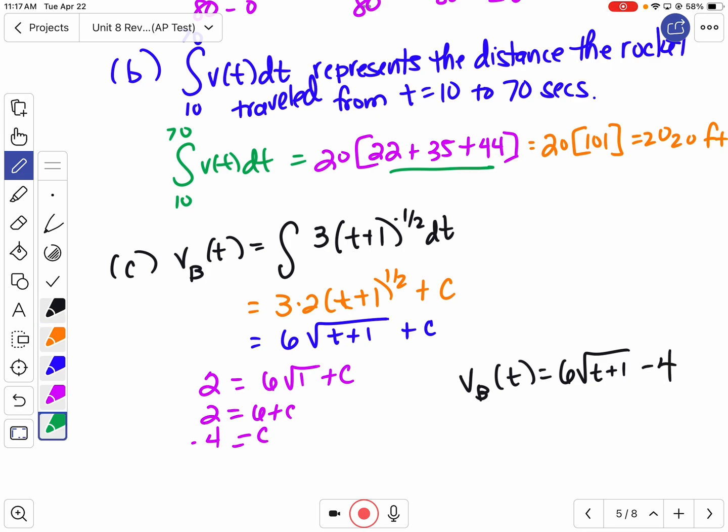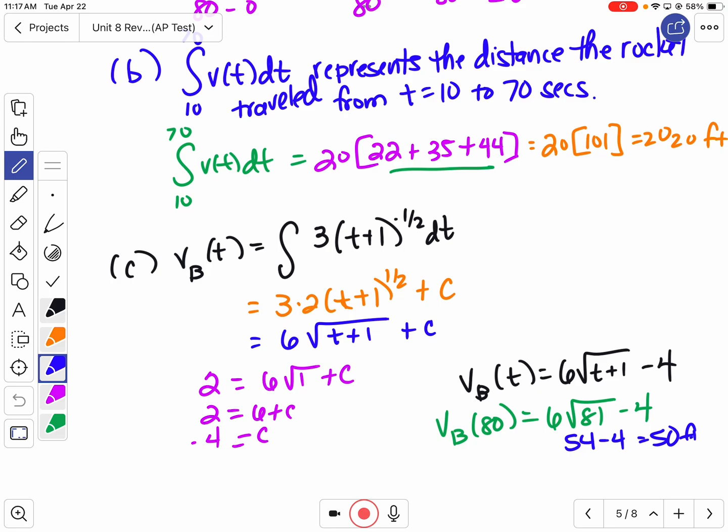Right? What I need to check is v sub b at 80. So square root of 81, isn't that a coinky dink? Okay, 54 minus 4, which is 50. All right, my units would be feet per second.